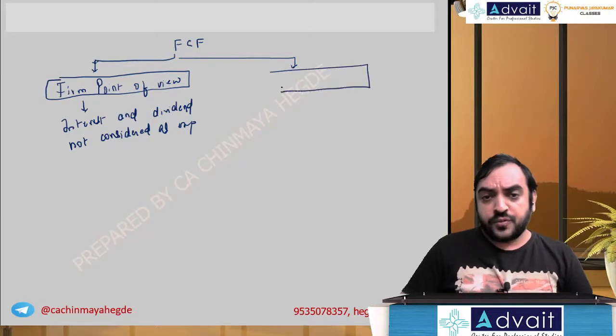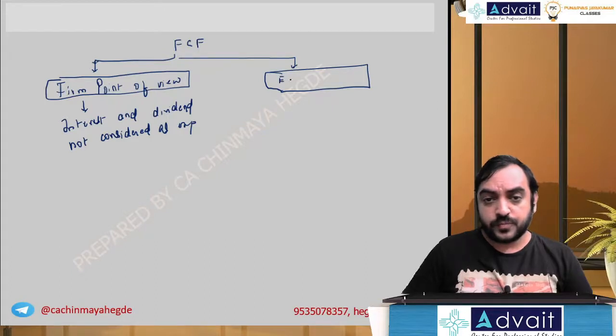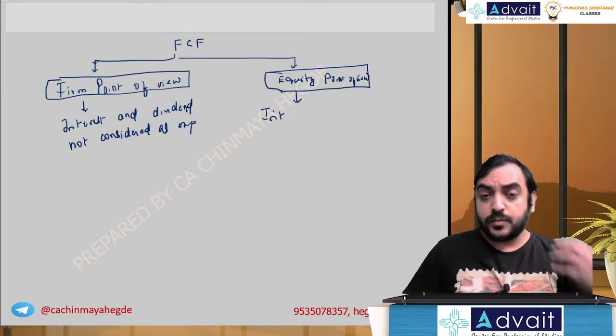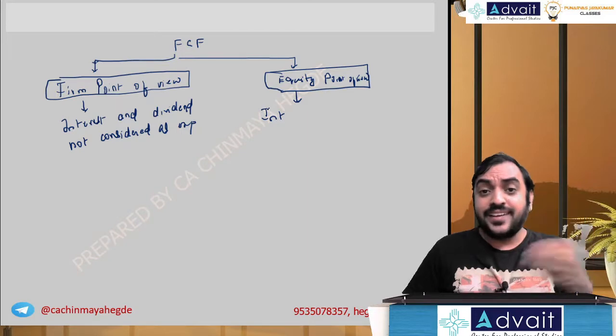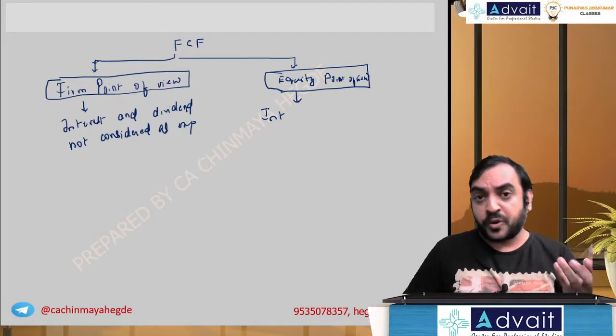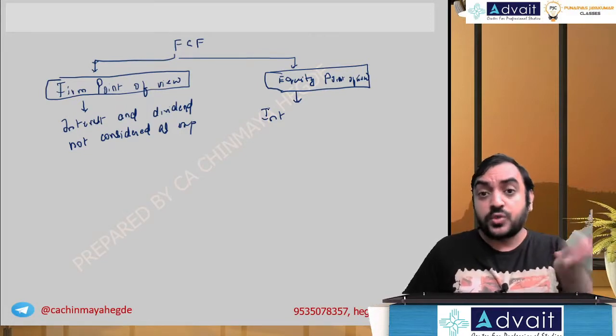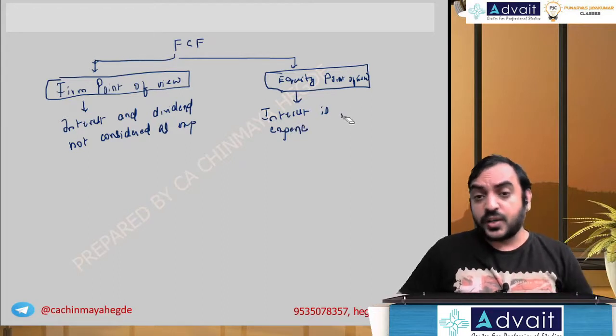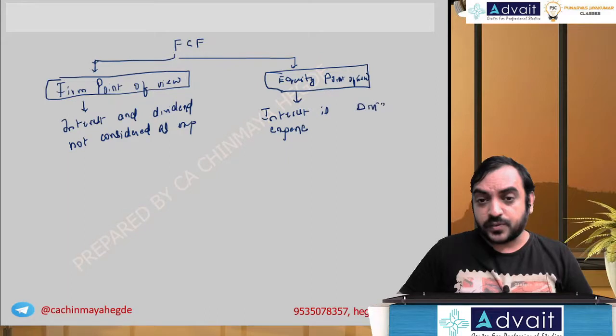From the point of view of equity shareholders, for them, interest is an expense because these lenders are outsiders. We are thinking from the owner point of view. We are not thinking from the foreign shareholder point of view. This is thinking from the owner point of view. After all, it is a payment to outsiders. So interest is an expense, but dividend is not an expense.